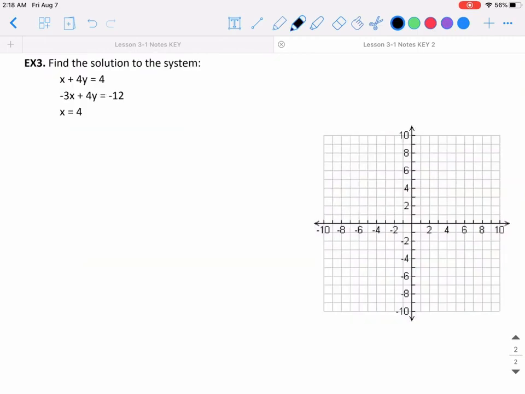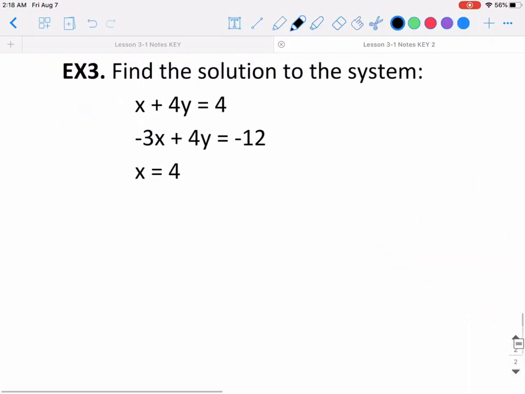For example number 3, I have 3 equations. This is still a system, even though it's not just 2. Even though most examples will have 2 equations, you can always have more than that in a system that you need to solve. So, first thing I'm going to do is I'm going to label these 1, 2, and 3. Equations 1, 2, and 3.